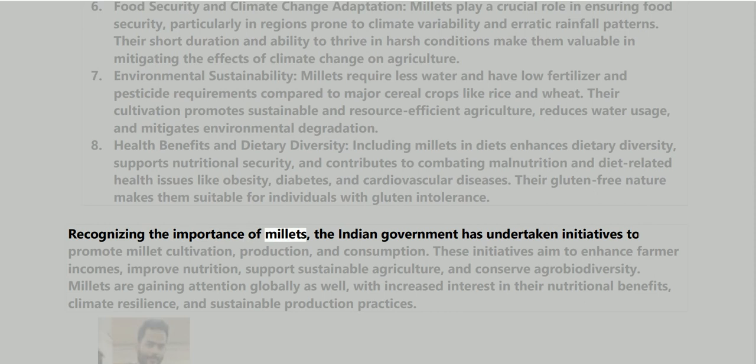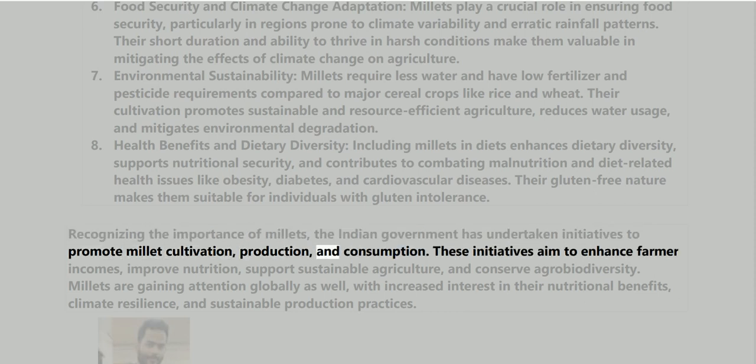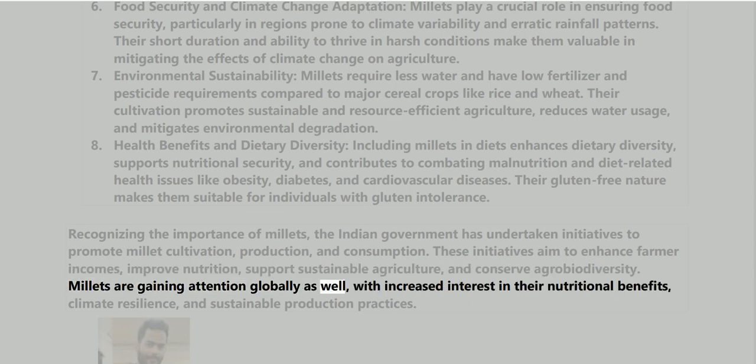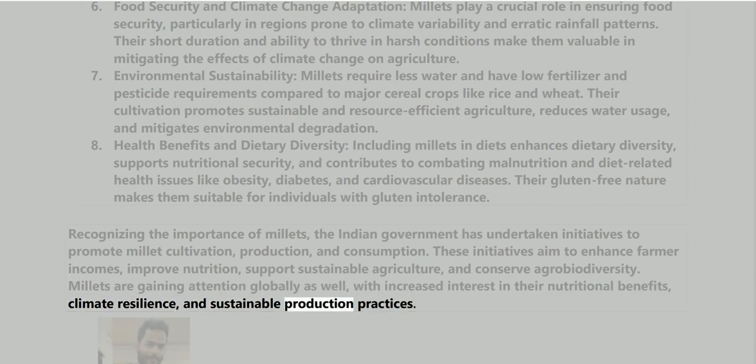Recognizing the importance of millets, the Indian government has undertaken initiatives to promote millet cultivation, production, and consumption. These initiatives aim to enhance farmer incomes, improve nutrition, support sustainable agriculture, and conserve agrobiodiversity. Millets are gaining attention globally as well, with increased interest in their nutritional benefits, climate resilience, and sustainable production practices.